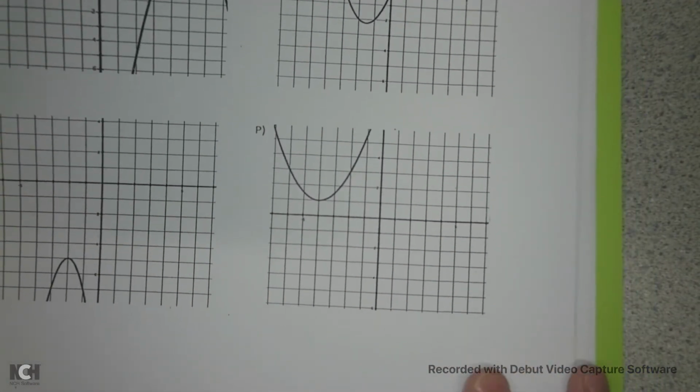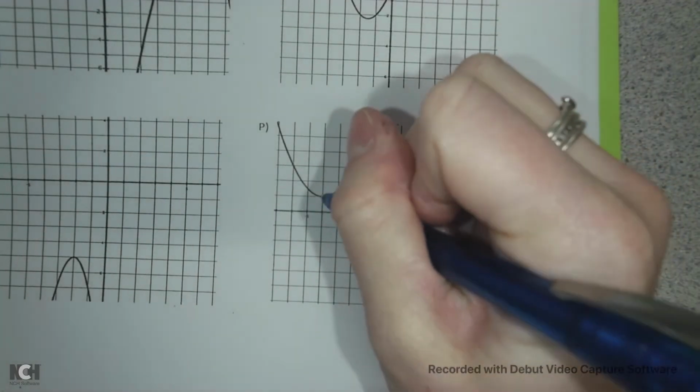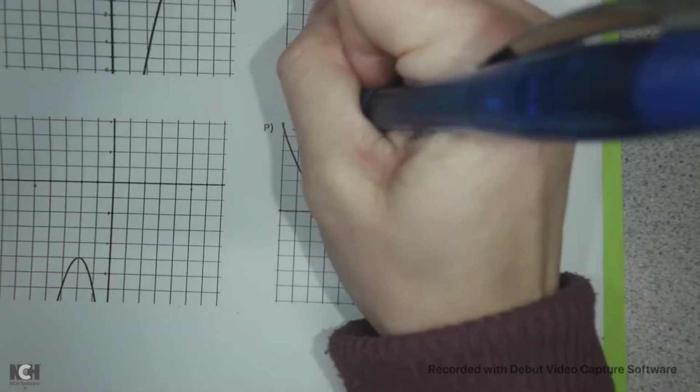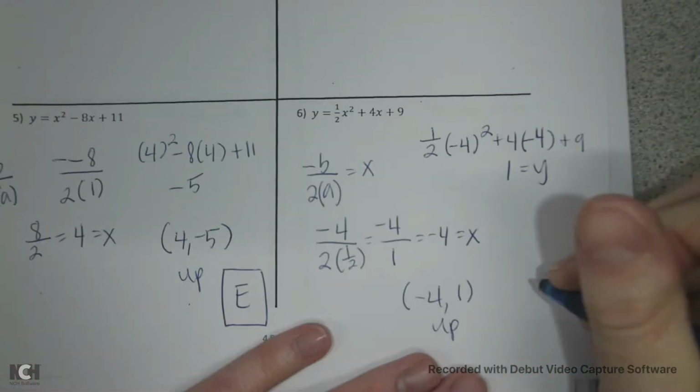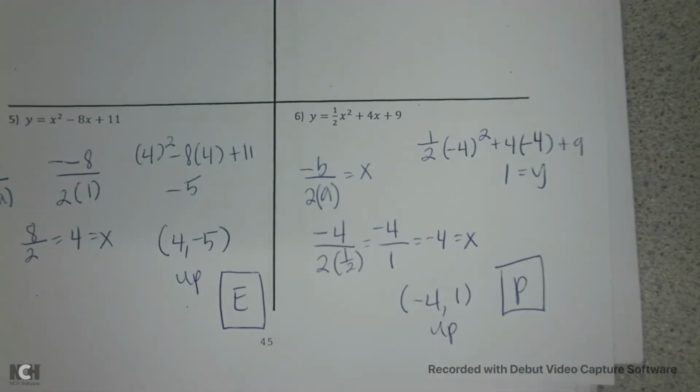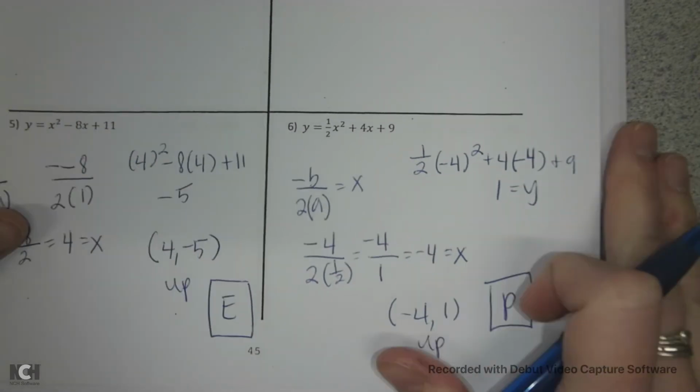Oh, there it is. Negative 4, 1, it opens up. So that matches. So P matches with number 6. So number 6 is P. At the very end, you're going to have to take a quiz and tell me which ones match.